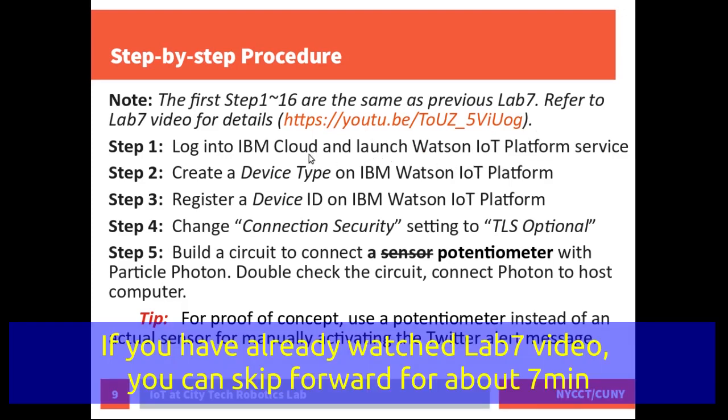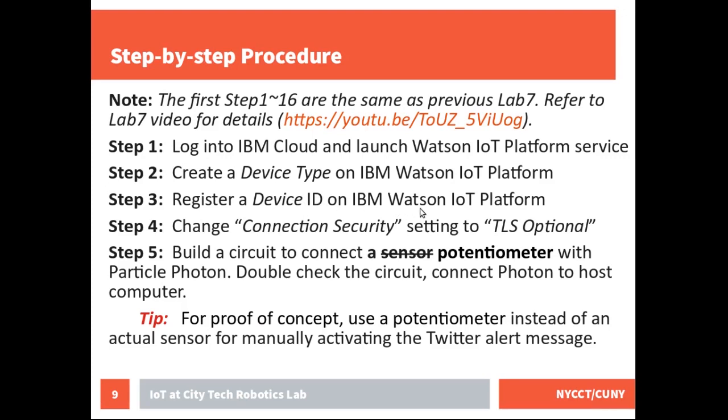To save time, I'm just going to read the steps to you. Step 1. Log into IBM Cloud and launch Watson IoT Platform. Step 2. Create a device tab on IBM Watson IoT Platform. Step 3. Register a device ID on IBM Watson IoT Platform. Step 4. Change connection security setting on Watson IoT Platform.